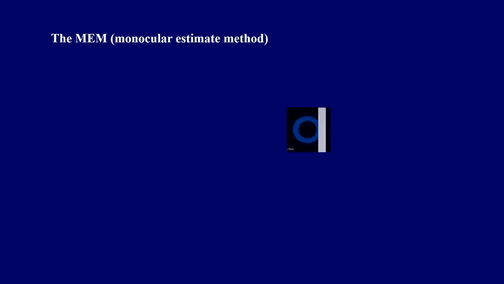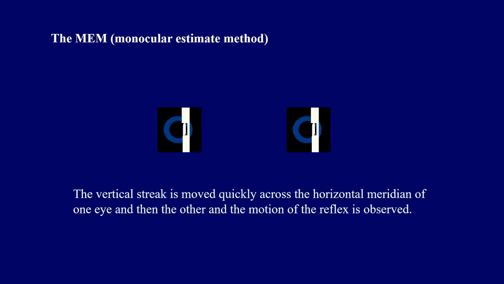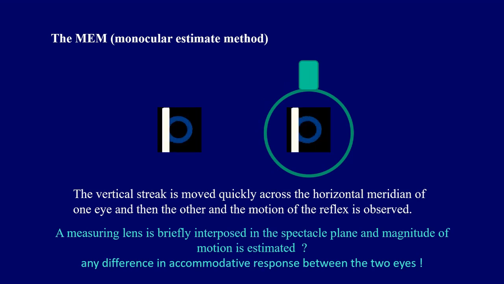What about the monocular estimate method? The vertical streak is moved quickly across the horizontal meridian of one eye and then the other eye, and the motion of the reflex is observed. A measuring lens is briefly put in front of each eye at the spectacle level, and the magnitude of motion is estimated. Any difference in accommodative response between the two eyes is observed.